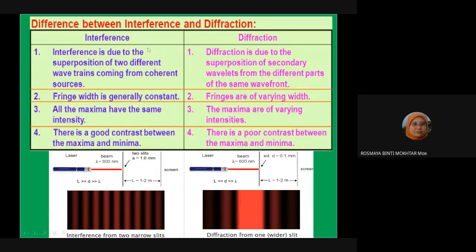The difference between interference and diffraction: interference is due to the superposition of two different wave trains coming from coherent sources, whereas diffraction is due to the superposition of secondary wavelets from different parts of the same wavefront. I showed you last week using Huygens' rule. The second difference is that for interference the fringe width is generally constant, but for diffraction the fringes vary.